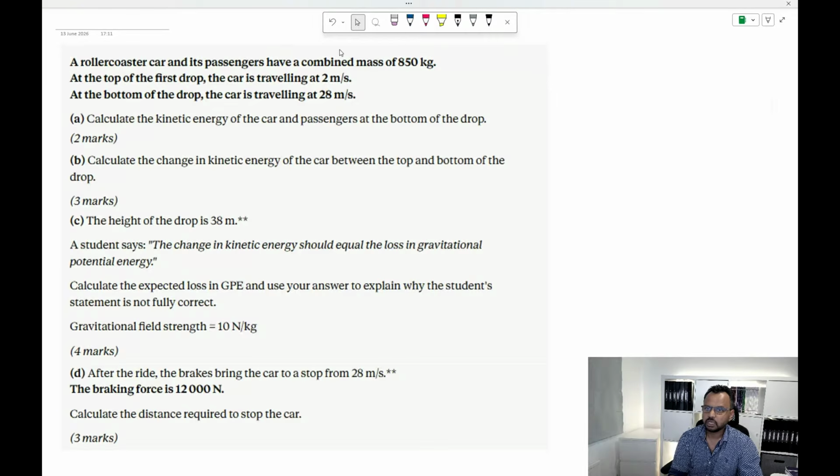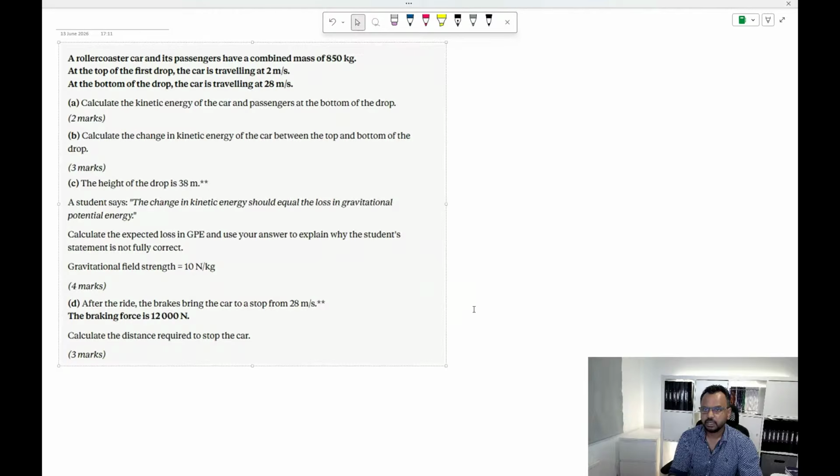A roller coaster car, I'm going to just make it a little smaller, guys, here. And its passengers have a combined mass of 850 kilograms. So we know the mass of this one. At the top of the first drop, the car is traveling at 2 meters per second. Now, we just need to imagine this one, guys, right? Let's just draw a small diagram.